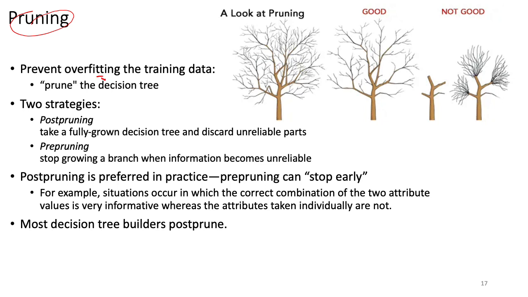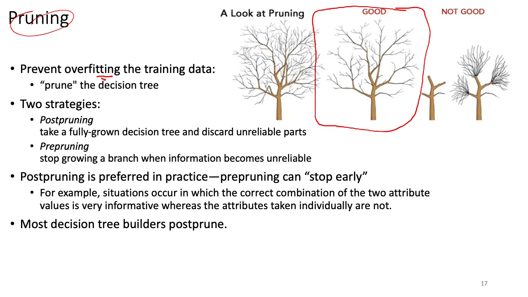And again, a reminder, overfitting is a problem for any machine learning algorithm where the model fits the training data so well that it prevents it from generalizing to new testing instances. So pruning is one way to prevent overfitting from happening in decision trees. So basically you're trying to achieve something that looks like this tree right here.